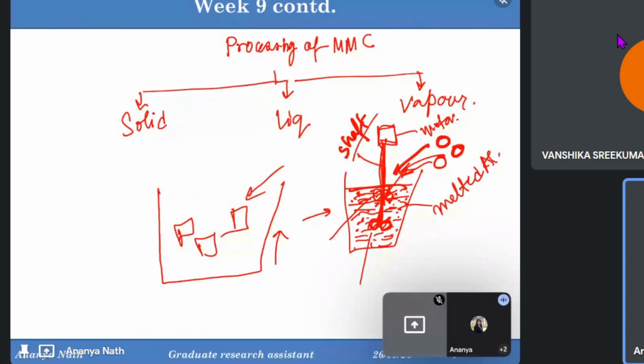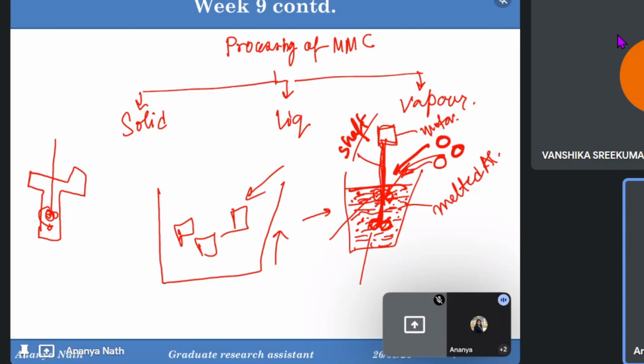If you are making molds in which you are mixing, you can get some near net shape, but you can imagine if I want to get this type of structure, you cannot make a mold like this and then dip the impeller here while it's rotating. It may just damage the mold. So the near net shape cannot be achieved. That is a problem. Clustering, settling down, particle rejection, and low wetting are also problems related to stir casting.